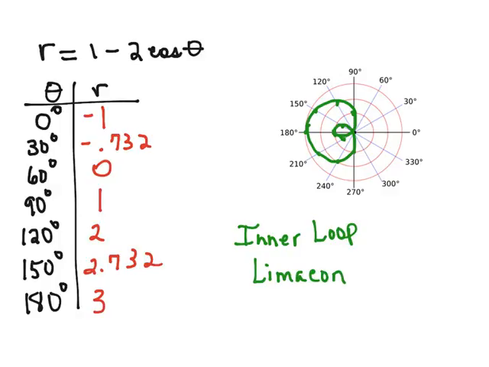And so we graphed our polar graph with a combination of plotting points and then using symmetry to help us get the second half of the graph.